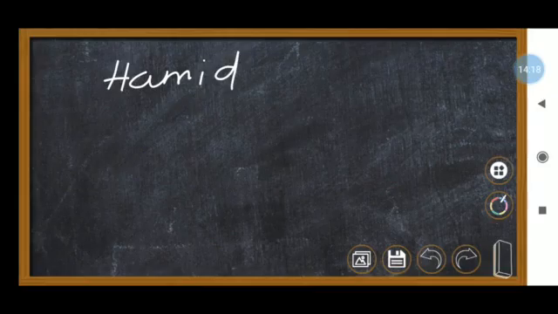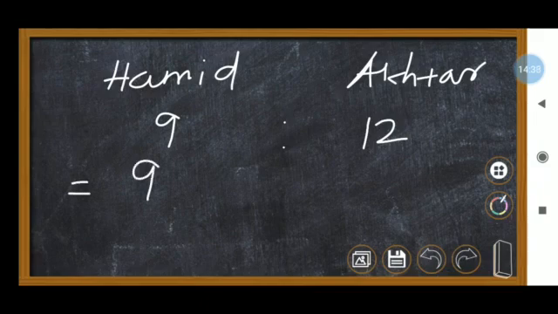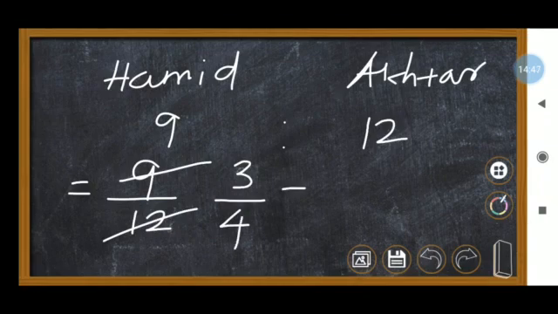So what is the ratio of Hamid's and Akhtar's speed? Hamid's speed is 9 km per hour and Akhtar's is 12 km per hour. So 9 is to 12, which we can write as 9 divided by 12. We can divide by the common factor: 3 threes are 9, 4 threes are 12. So 3 by 4, which we can write as 3 is to 4. So 3 is to 4 is the ratio of the speed of Hamid to the speed of Akhtar.